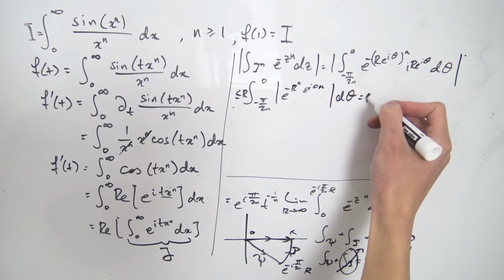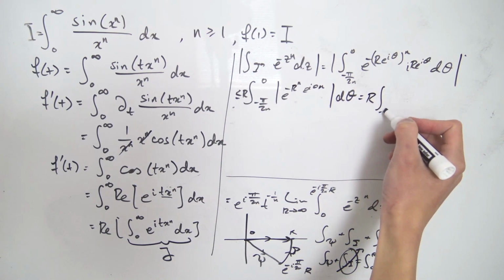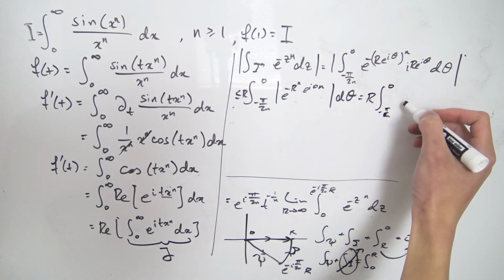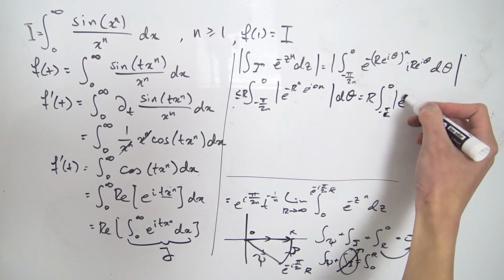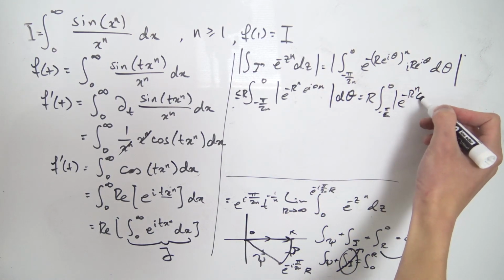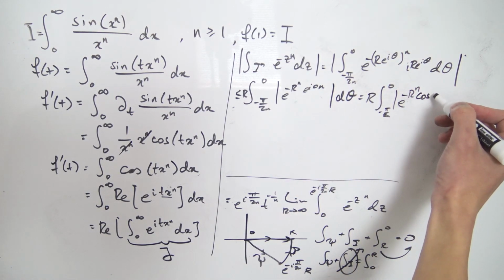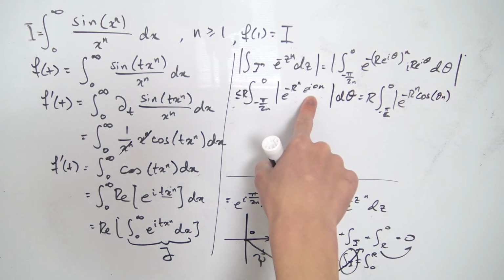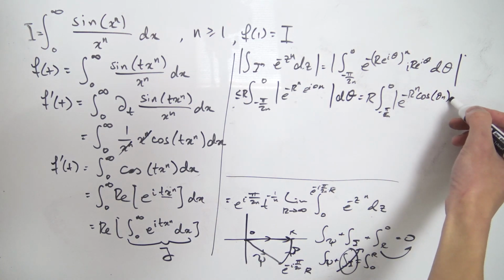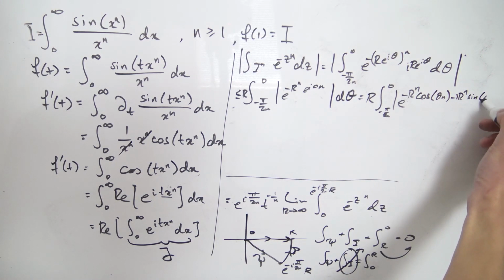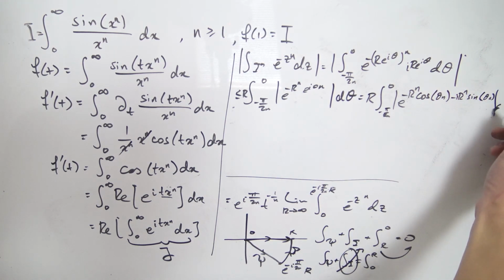So this is equal to r times the integral from minus pi over 2n all the way up to 0 of the absolute value of e to the minus r to the n. First part of this, that's going to give us the cosine of theta n. And then we're also going to get the imaginary part, which happens to be minus i times r to the n sine of theta n d theta.